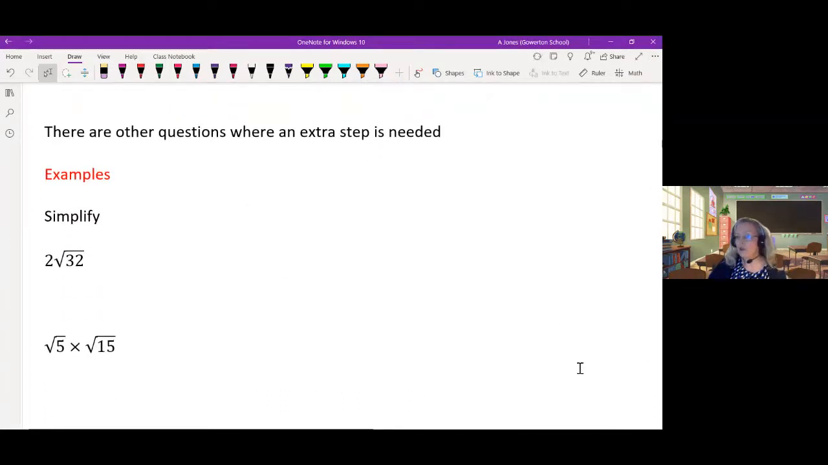The first one that I've got here is 2 root 32. So let's have a look at this one. And with this one, I am going to say, well, I'm going to leave the 2 where it is. And then 32, well, a square number that goes into 32 is 16. So this is 16 multiplied by 2. So very much as we did in the last ones, this becomes 2 root 16 root 2. And that is 2 multiplied by the root of 16 is 4 root 2. So I've got 2 multiplied by 4 is 8. So this one is 8 root 2.